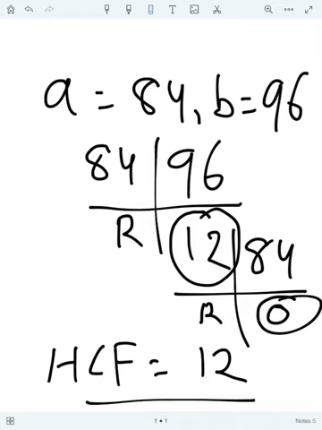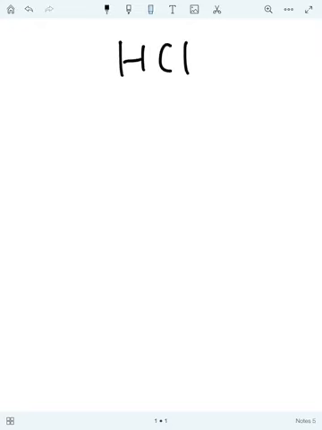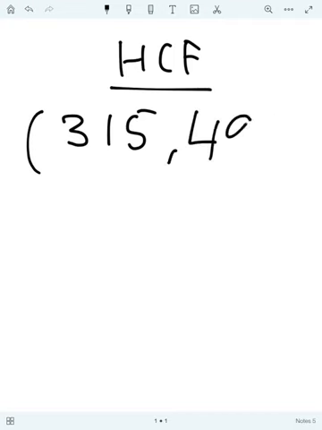We can take one more example to clarify these things. Suppose we have to find the HCF of 315 and 495. Both are big numbers, 315 and 495. Now again we will use this method of long division to find the HCF. So now you can see how it works.